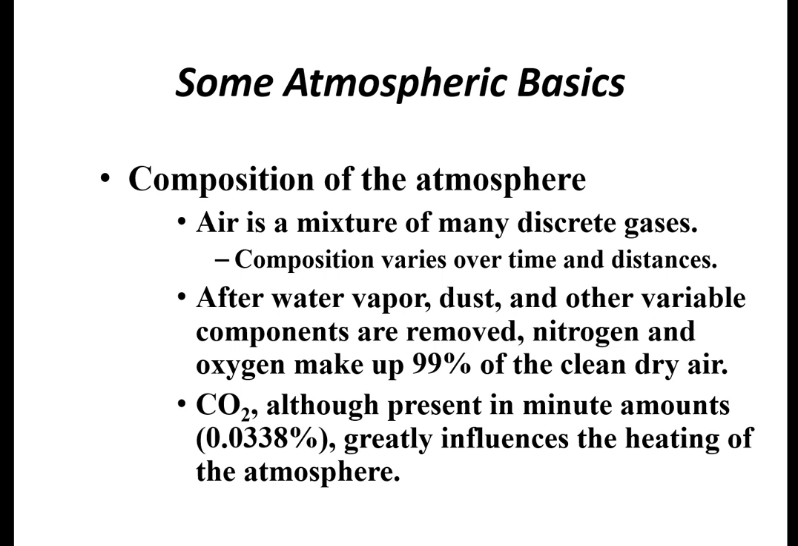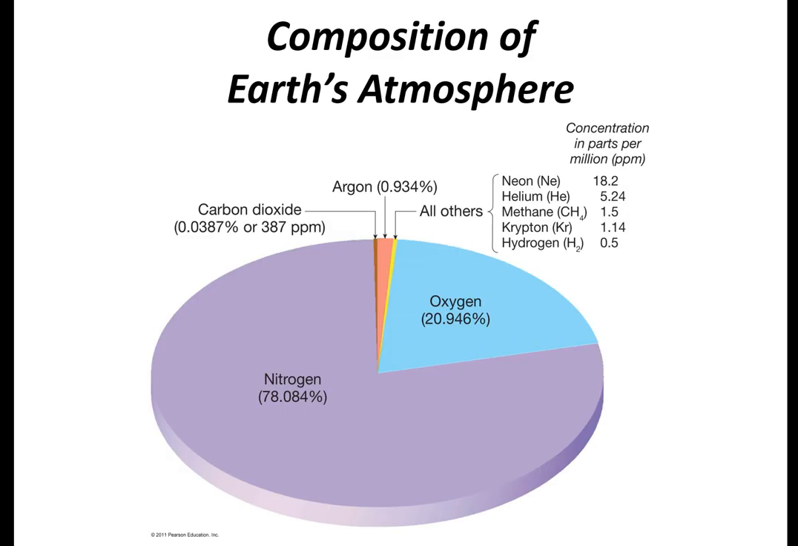Here's some information about the composition of the atmosphere. Air is a mixture of many discrete gases. After water vapor, dust, and other variable components are removed, nitrogen and oxygen make up 99% of the clean, dry air. And carbon dioxide, although present in minute amounts, greatly influences the heating of the atmosphere. So here we see in the atmosphere it's 78% nitrogen, about 21% oxygen, and then carbon dioxide makes up a very small portion there. You see that in the dark orange, but it does have a lot of influence on global climate change and warming up the atmosphere.